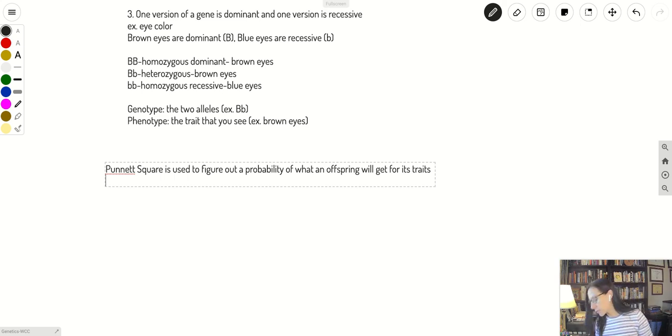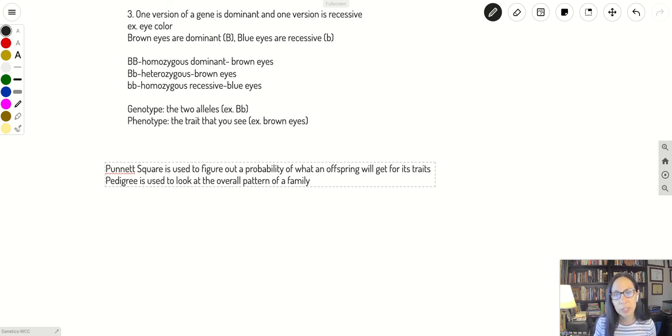The second type of tool that we use to answer these questions is called a pedigree. A pedigree is used when you want to look at the overall pattern of a family that already exists. So you use a Punnett square when you don't have children yet, but you want to know the chances for your children. But a pedigree is used when you already have children and you already know what everybody's traits are. So I'm going to do an example, and then you're going to have a couple of questions, but for the lab this week, you're going to do lots of practice problems. So let's just do one example.